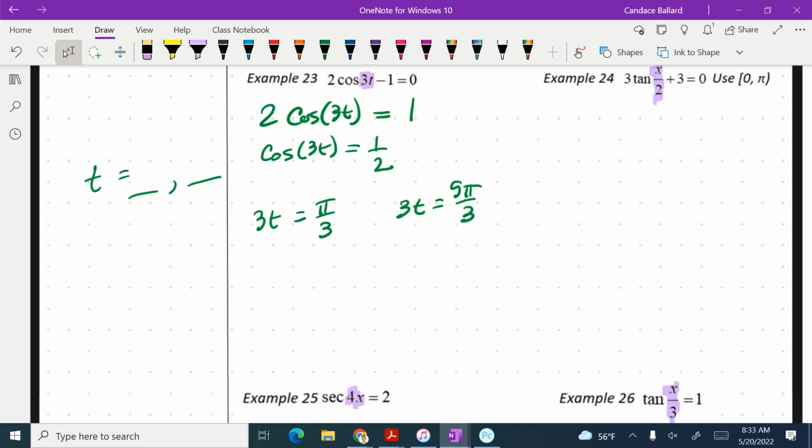Okay. Now I've got to isolate that variable t, right? How do I move this to the other side? Divide or multiply by the what? Reciprocal. So I'm going to multiply by 1/3 on actually both of these, right? So I get t equal to pi over 9 and t equal to 5 pi over 9.